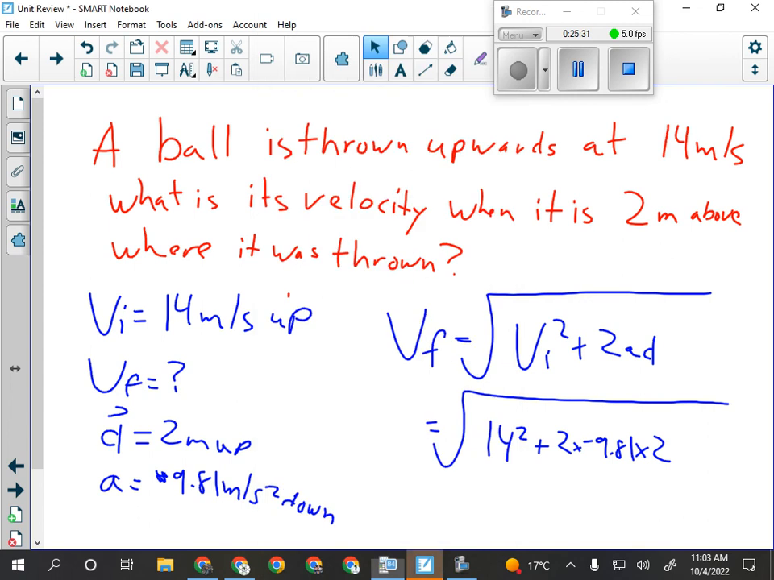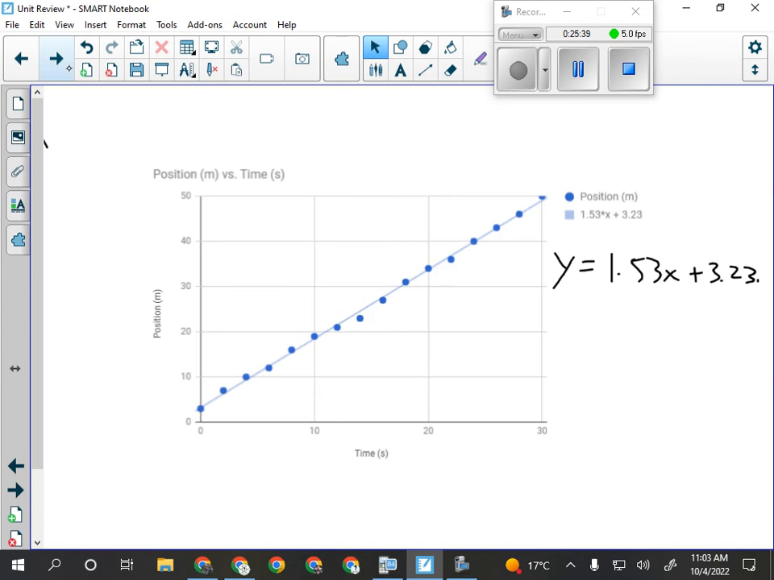Can we do a question on either a position-time graph or velocity? Crazy. It's like I was ready for these questions. You guys are asking good questions though.